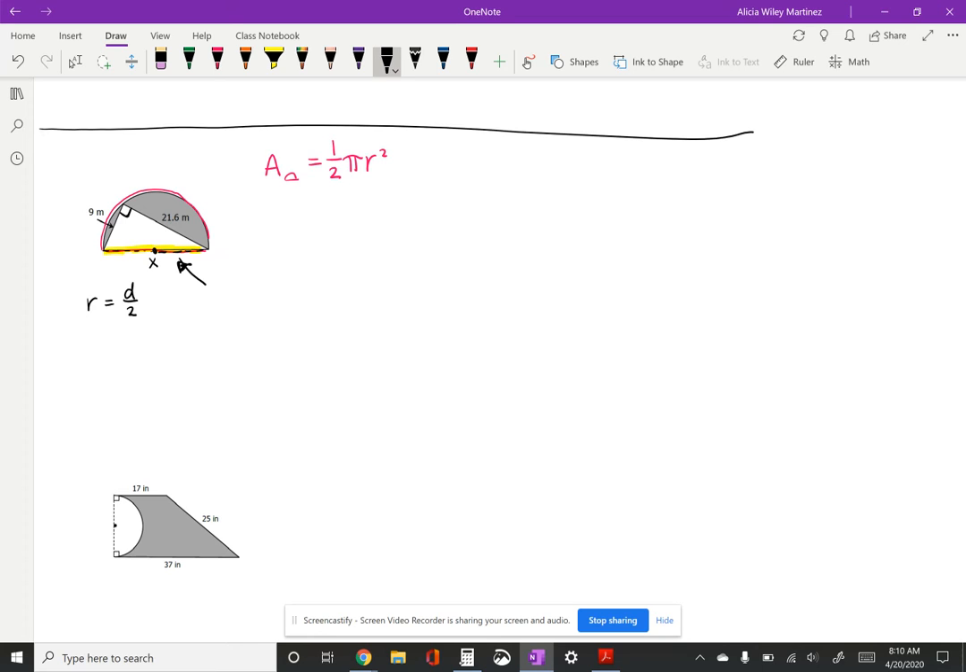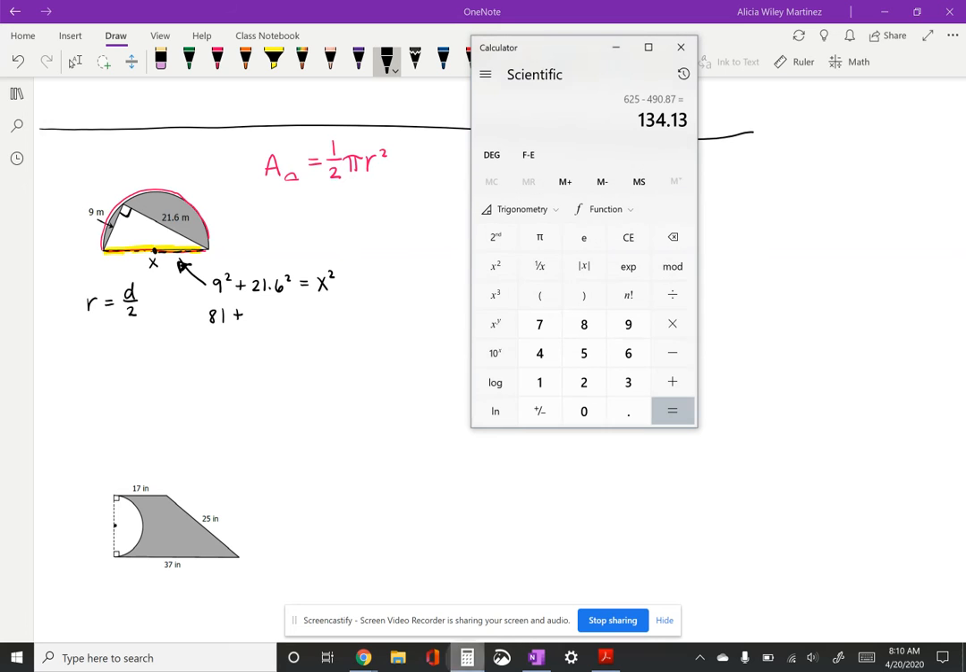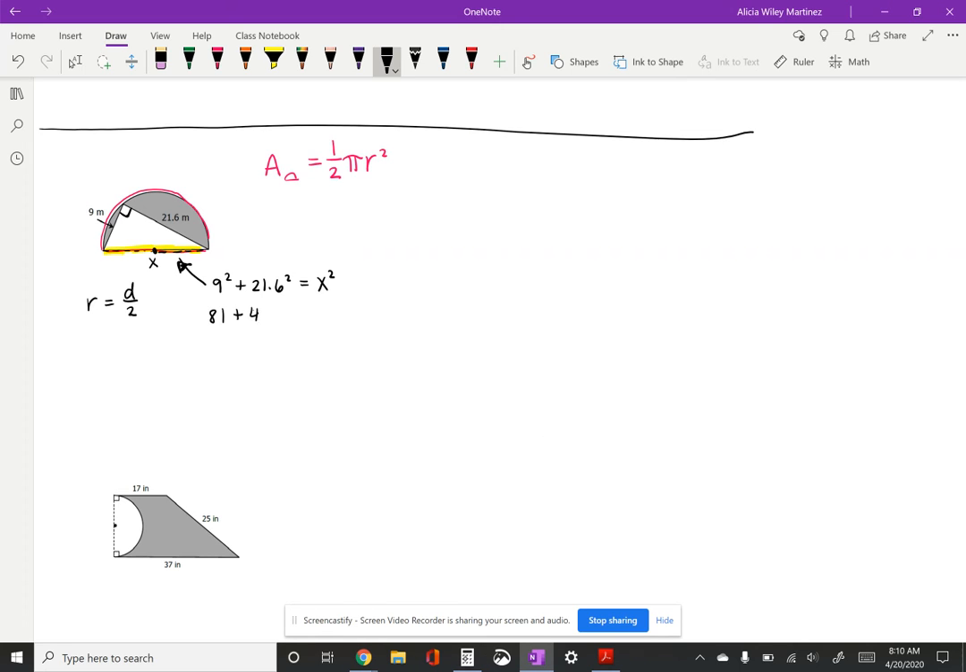Okay, you have to do a little bit of Pythagorean theorem. So 9 squared plus 21.6 squared equals x squared. And in doing that, that will give you your diameter. So what's that? 81 plus 21.6 squared, 466.56.